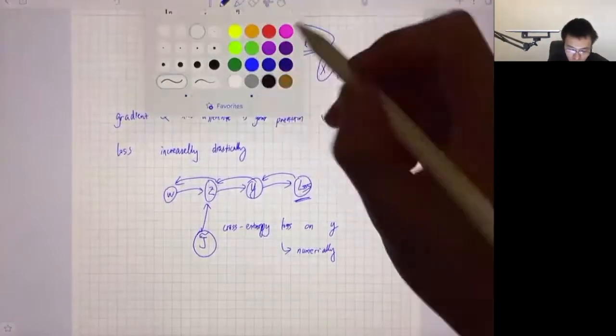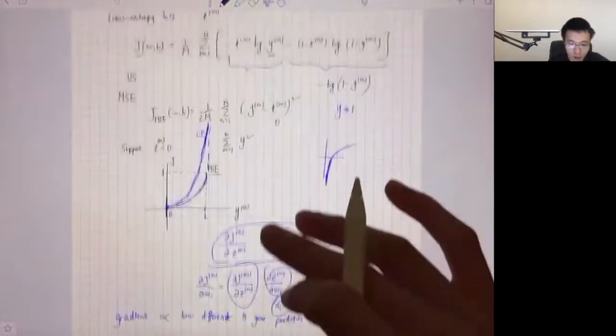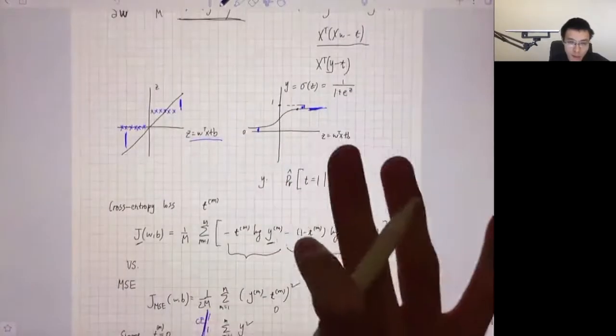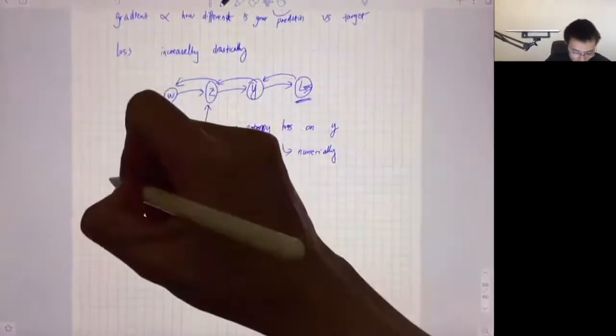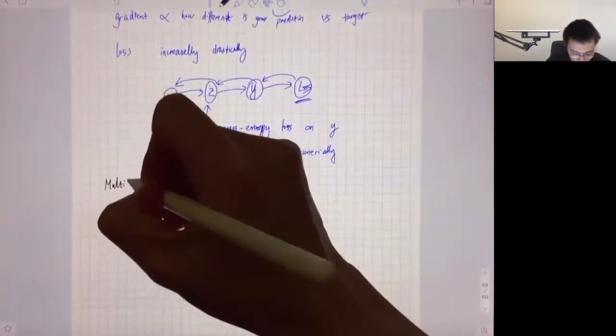So this is just some further thoughts on the cross-entropy loss for binary classification. So how can we do multi-class classification?